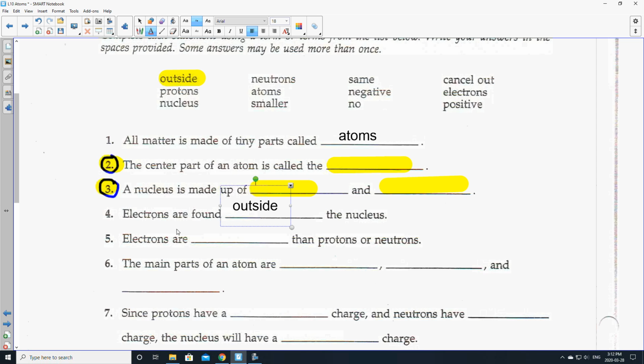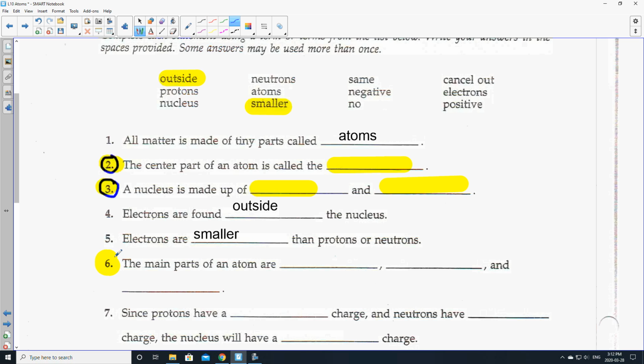Electrons are, let's see which word makes sense. Are they smaller or larger than protons or neutrons? Well, I know that they are smaller, so I'm going to write down the word smaller. Next up, I want you to do this one on your own.